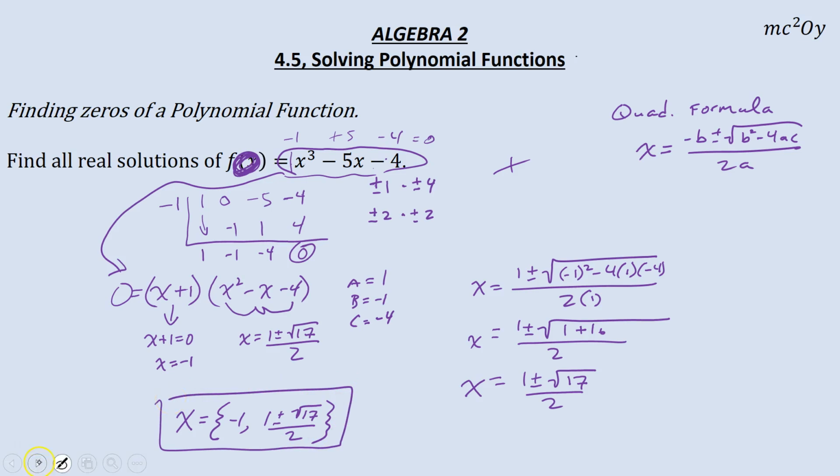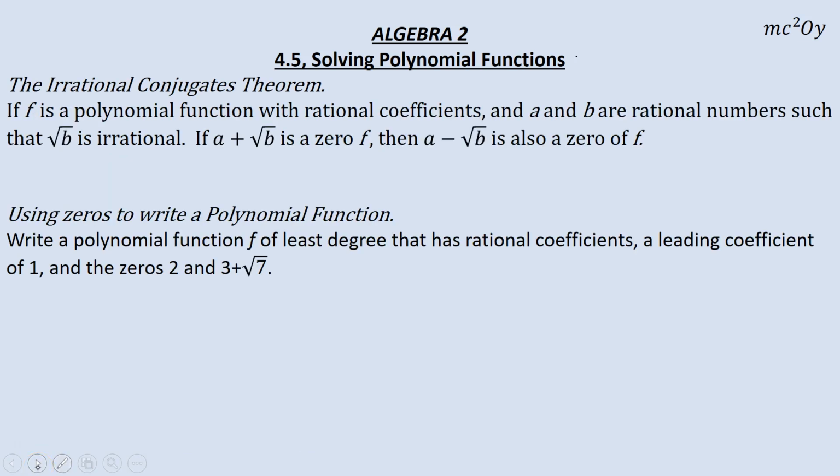Okay. Well, let's go ahead and take a look at something else here. We saw a radical in that last problem, and whenever you're dealing with radicals, you always kind of have that plus and minus piece, and I'm going to show what that means. So we have the irrational conjugates theorem. So it says if f is a polynomial function with rational coefficients and a and b are rational numbers, such that root b is irrational. If a plus root b is a 0, then a minus root b also is a 0 of f.